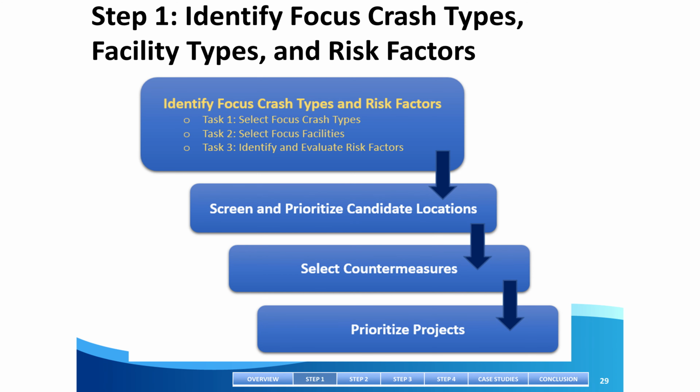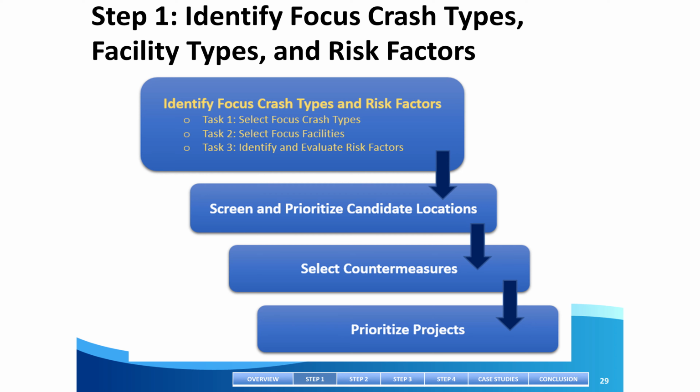So how do we identify our focus crash types? How do we identify the facilities we want to focus on? And what are the risk factors, and how do we really assess what risk factors are appropriate based on the crash type and the facility type? So those are going to be the first 3 tasks within step 1. So we'll go through step 1 and then 3 subtasks before we move on. And we have an exercise or an activity built in as well.